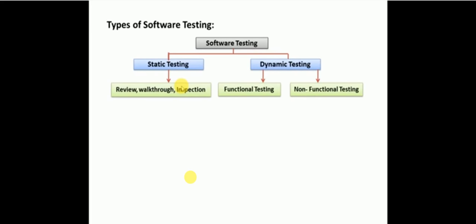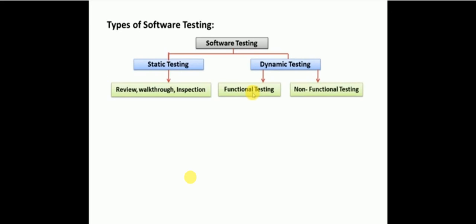If you come to dynamic testing, it is again categorized into functional testing and non-functional testing. Functional testing is checking the mentioned behavior or requirements, where the SRS, the software requirement specification, is delivered and it's working fine. So this area will be covered as part of functional testing.